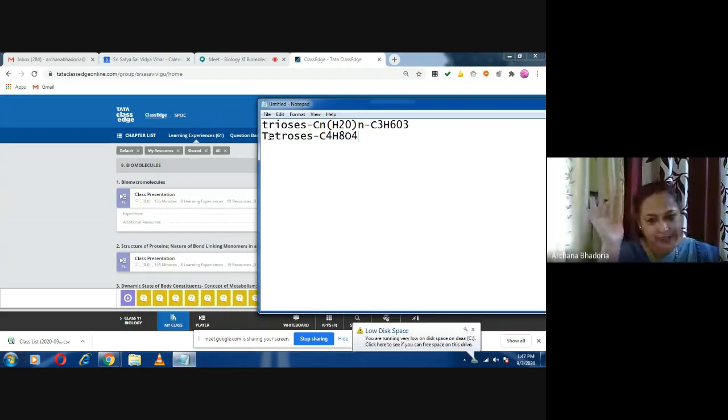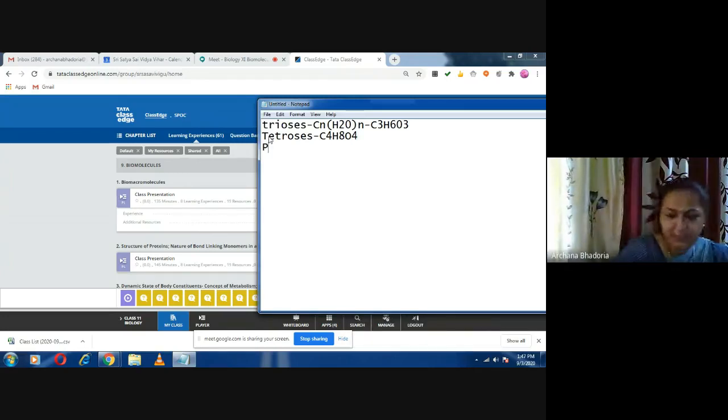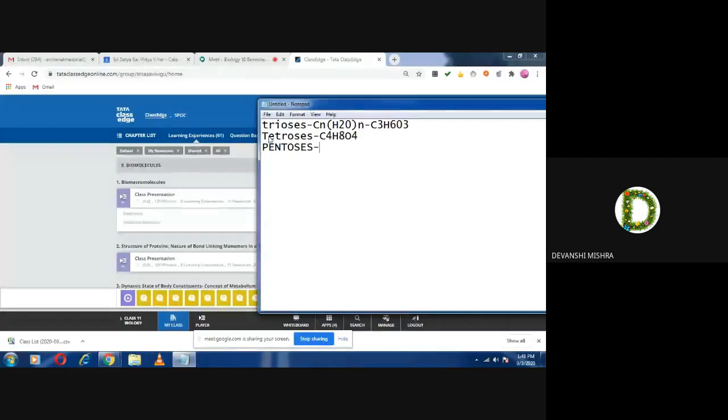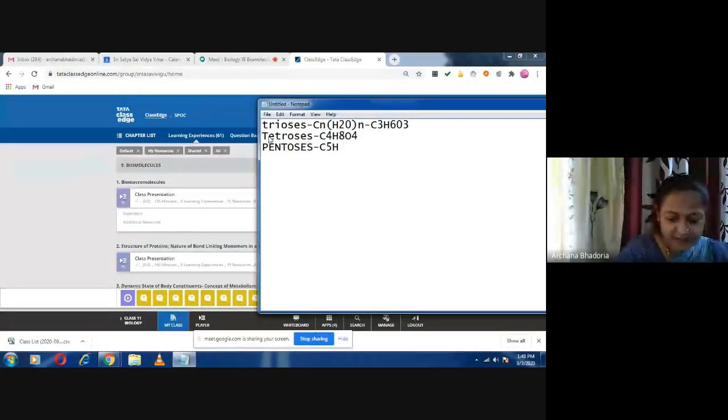The hydrogen just doubles. Is it clear? So the same way you will keep doubling the hydrogen atoms here also. If C4, then hydrogen will be 8. If C3, then hydrogen will be 6. Now take up the next one. What comes after tetroses? Pentoses. So what will be the formula for the pentoses? How many carbon atoms? 5. C5, H10, O5. How many people understood this?